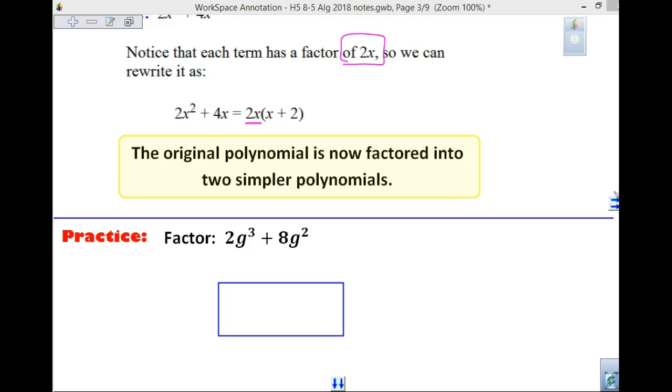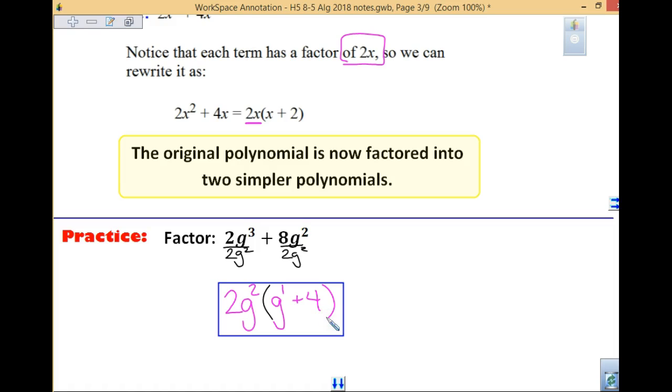What is our greatest common factor between 2 and 8? Should be 2. Of g to the third and g to the second? G to the second. And now what we want to be thinking is, oh, I have to divide this by 2g to the second and this. That's how I got my answer down here. So when I factored that, this first one left us with just g to the first and then plus 4.